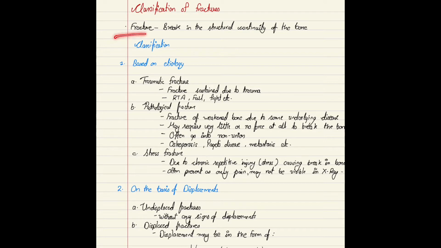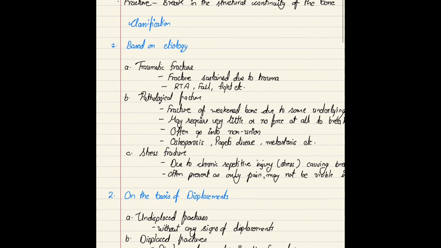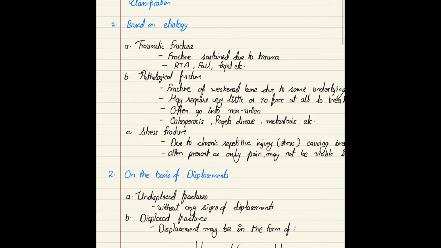So a fracture is basically a break in the structural continuity of the bone, and there are different types of fracture. But first, we'll classify them on the basis of etiology. So on the basis of etiology, a fracture can be classified into three types. We have the traumatic fracture, pathological fracture, and stress fracture.